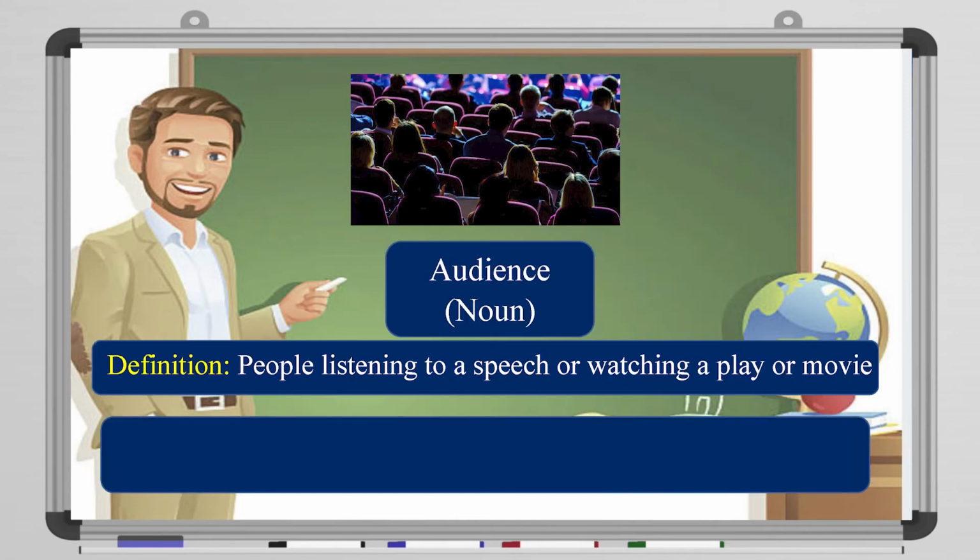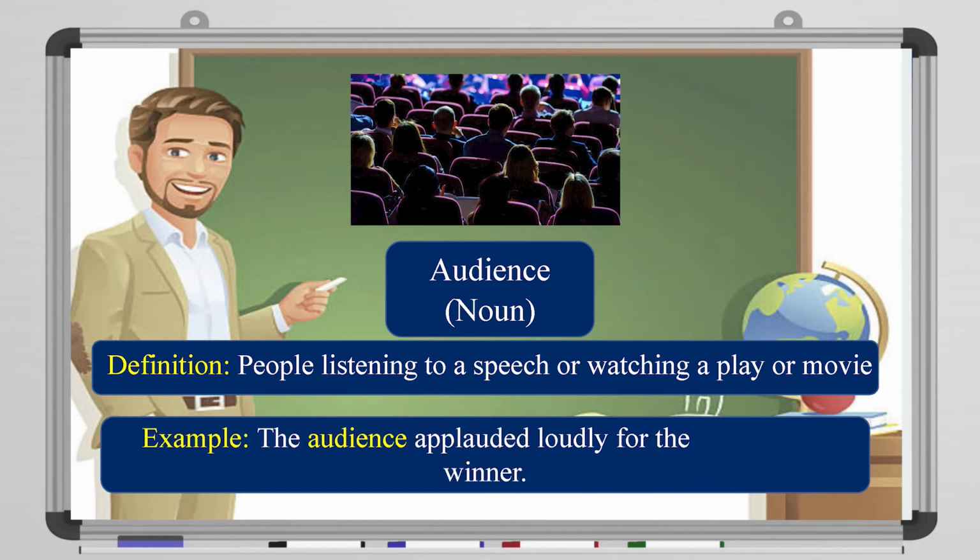The audience are people who are listening to a speech or watching a play or a movie. Okay? And the example is, the audience applauded loudly for the Nobel Prize winner. So audience are the people who are watching something. Good? Let's look at the next picture.